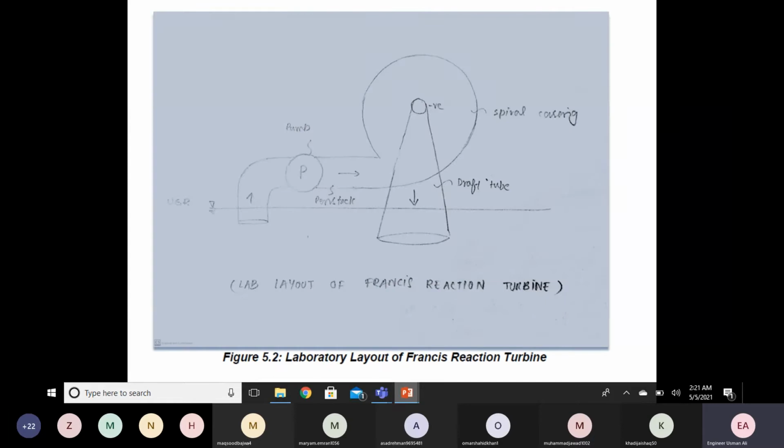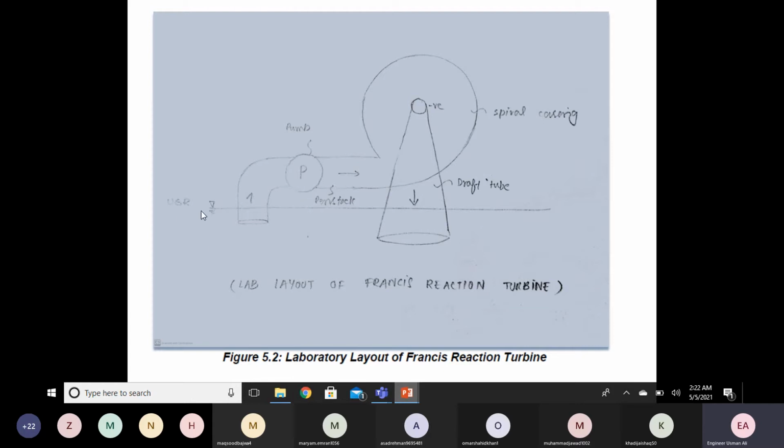This is the diagram that you have to make in this space of figure 5.2, that is the laboratory layout of the Francis reaction turbine. So firstly we have the underground reservoir, just like in the case of the Pelton wheel. So we have the suction pipe and the pump to lift this underground water, and this is the penstock to convey water from the pump to the casing of the turbine.